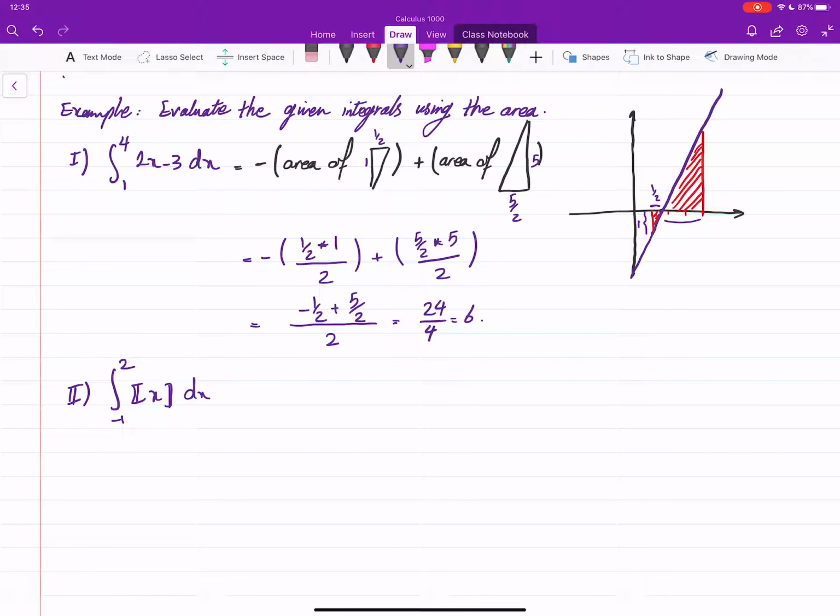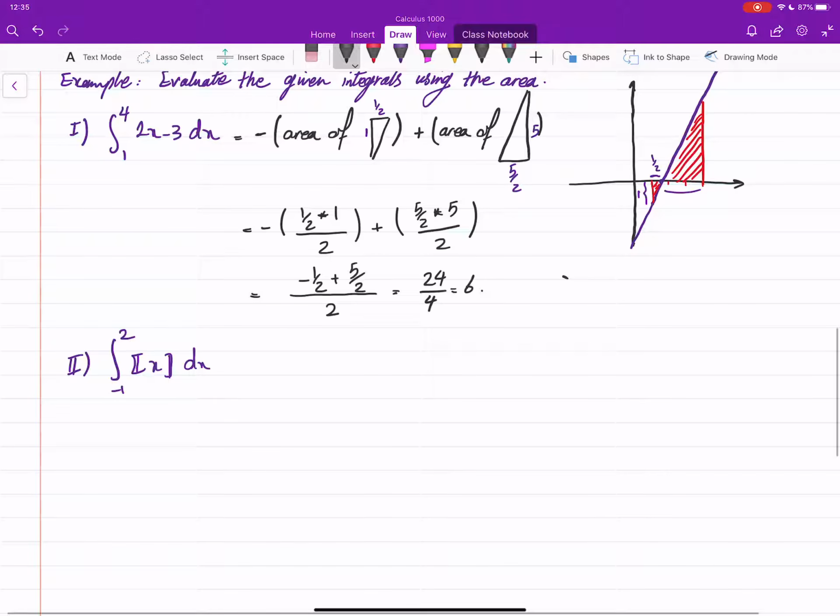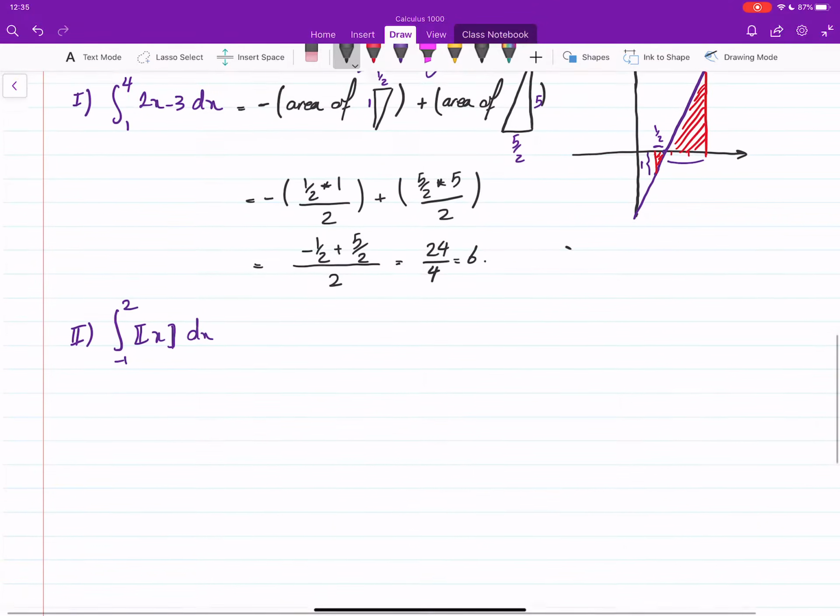So just by knowing the area of those regions, we were able to compute the definite integral there.